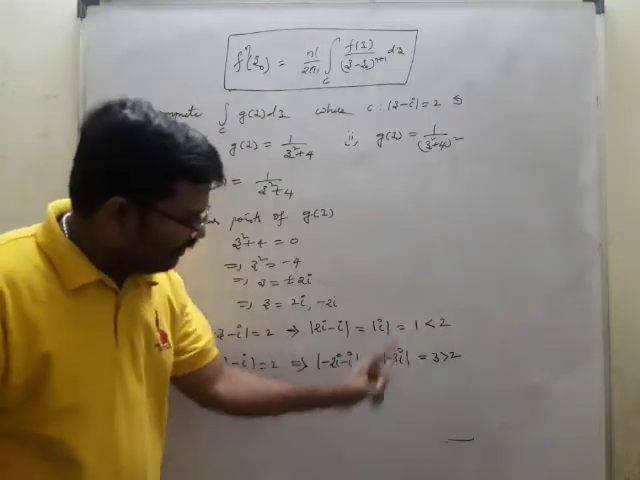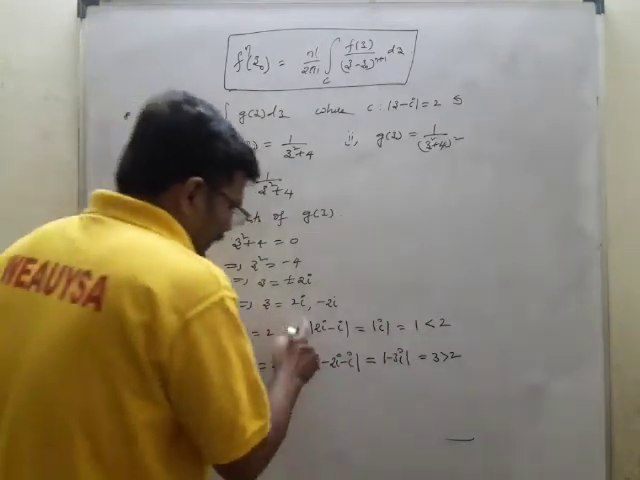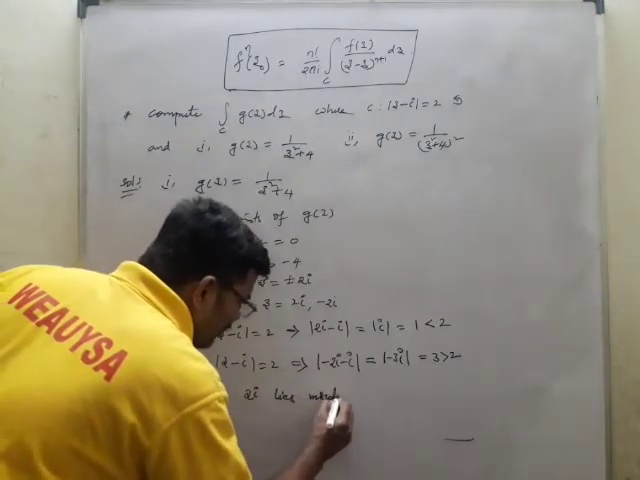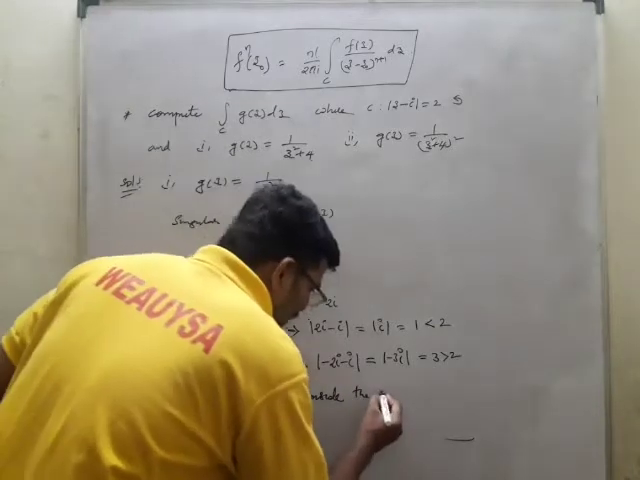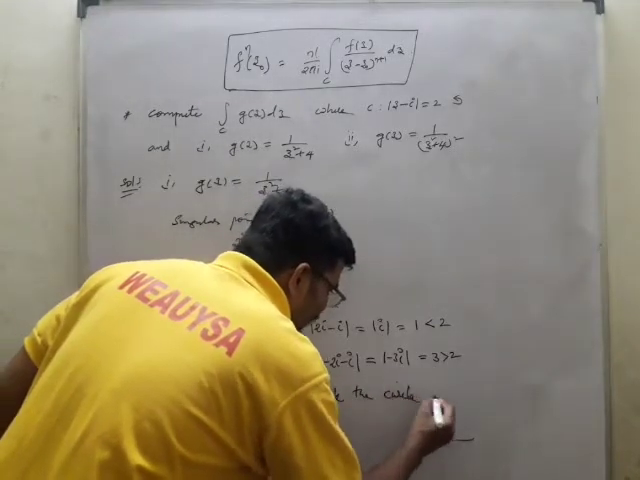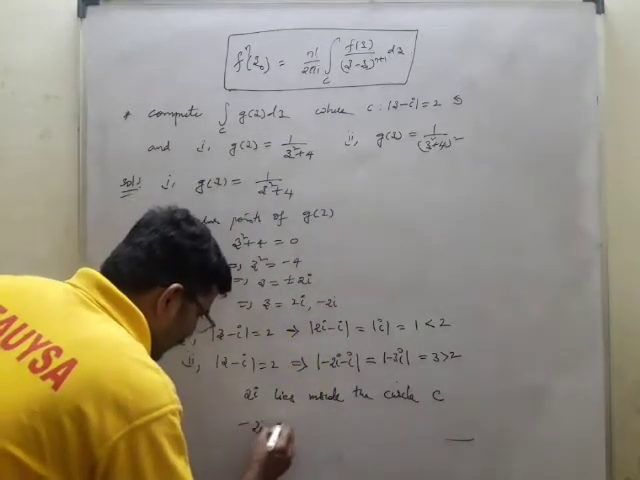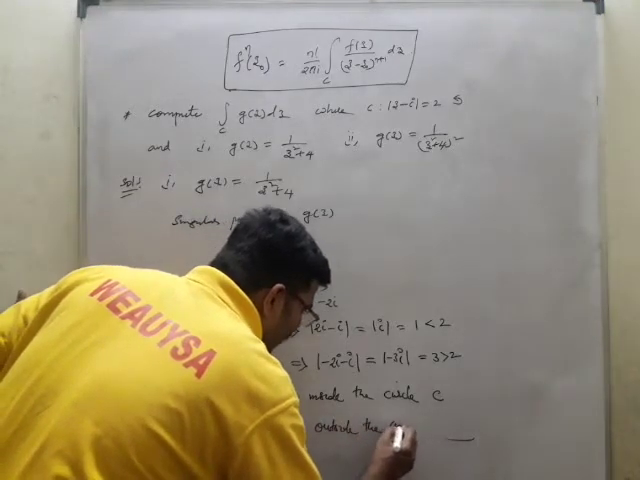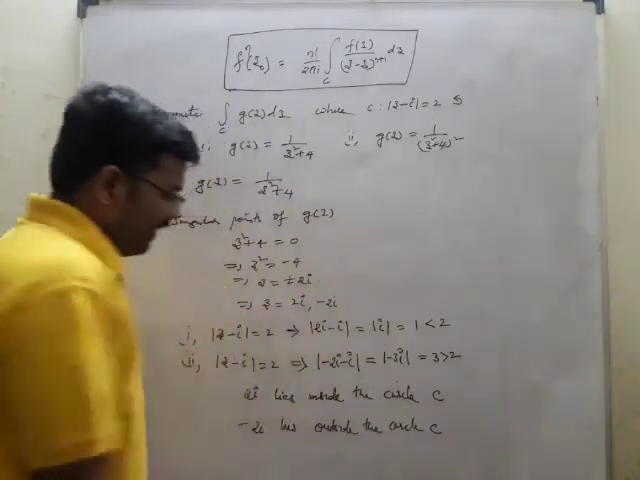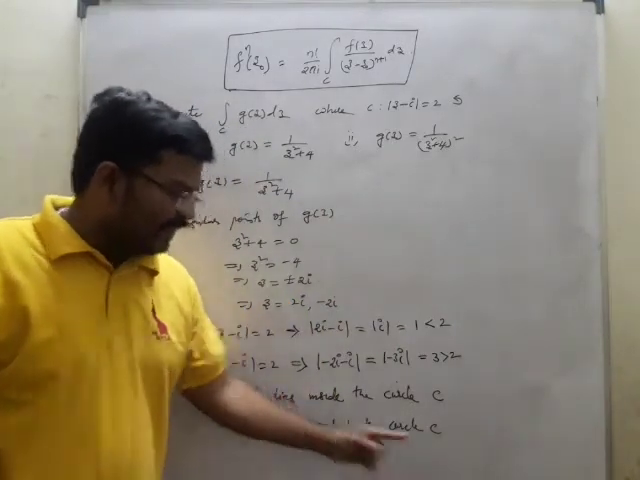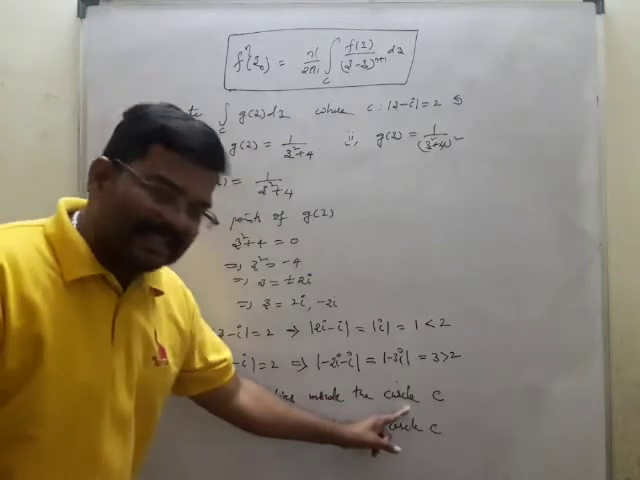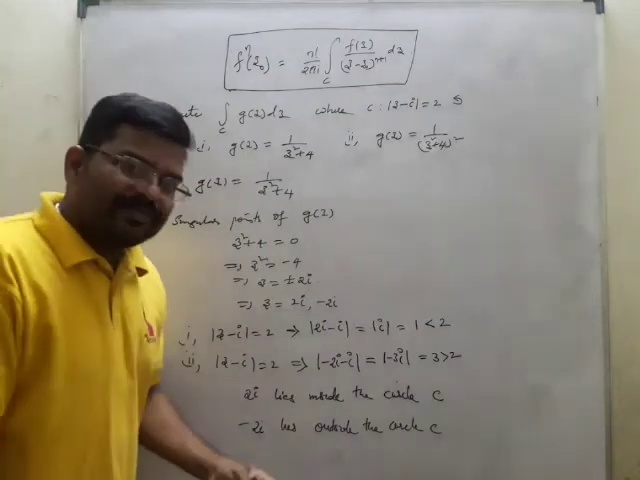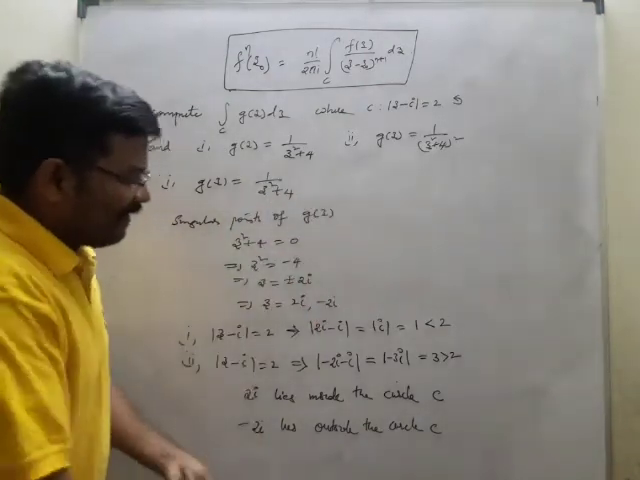Now 1 is less than 2, 3 is greater than 2, which means 2i lies inside the circle, or inside the curve C. Minus 2i lies outside the circle C. The circle whichever you have taken, minus 2i lies outside the circle C, but 2i lies inside the circle C. So only 2i is in the region itself, but minus 2i is outside the region. So what will I take here now?